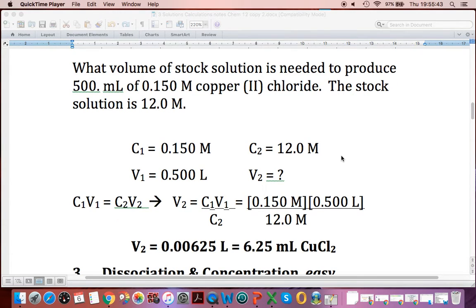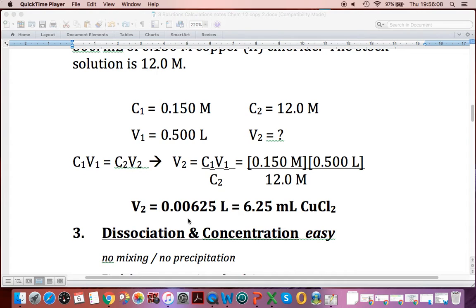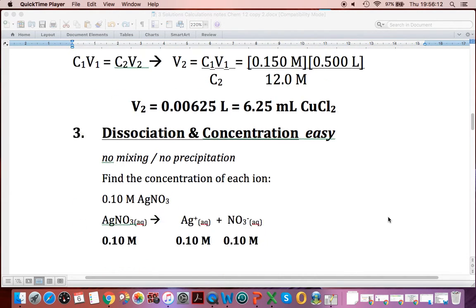So here's another one. This is working in reverse. We're going to a stock solution, which typically is more concentrated. And so here's our C1V1, and this concentration is what we're starting with actually. And we want to know the volume we started with before we diluted it down to 500 mL. So we do our C1V1, divide by that, and we see we have 0.00625 liters or 6.25 mL.